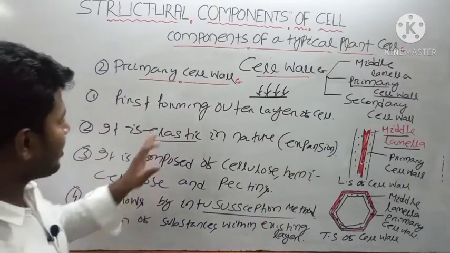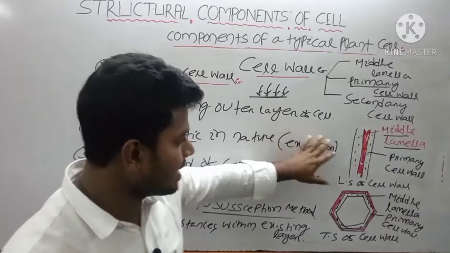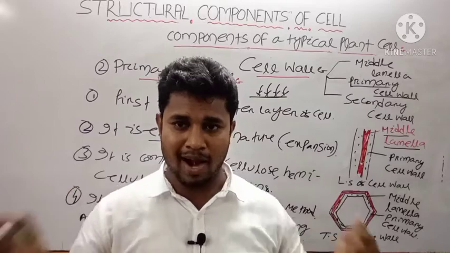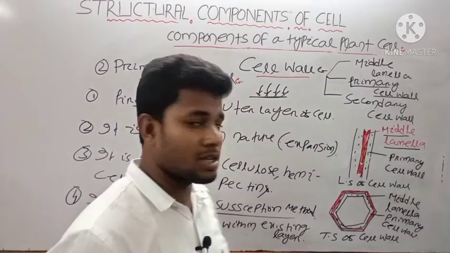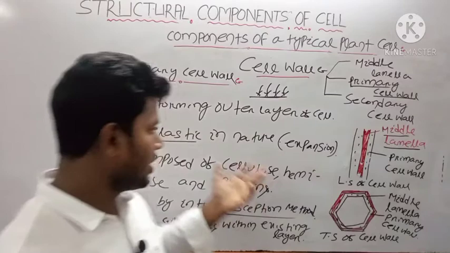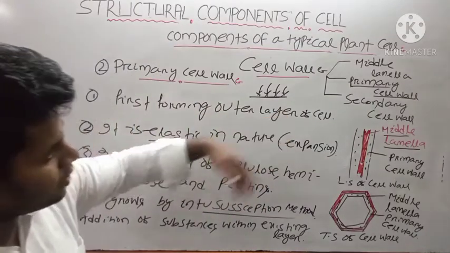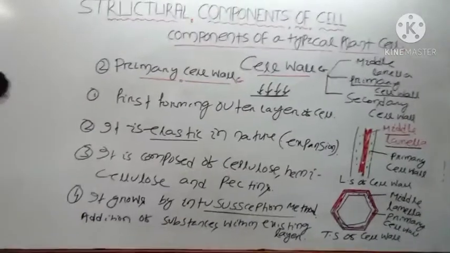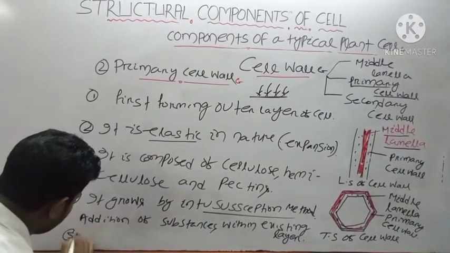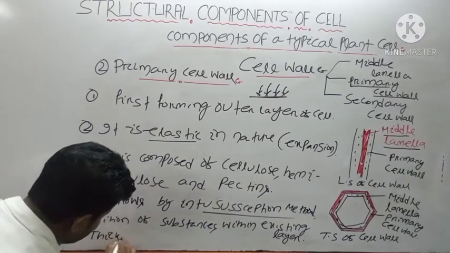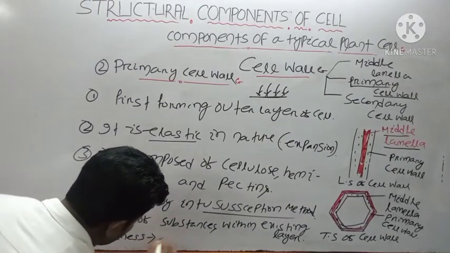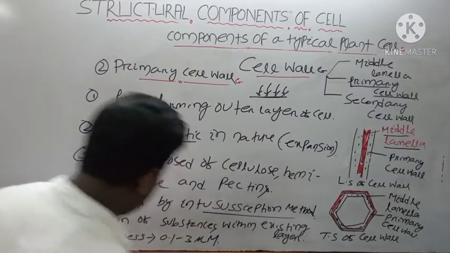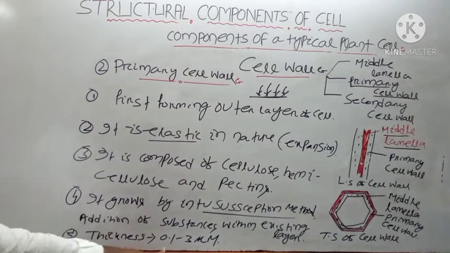Okay, then what are the main points? It is the first-forming outer layer, it is the upper layer after the middle lamella, and it is elastic in nature. That is, we can expand it. Then it grows by the intussusception method. Okay, note down these points, and we will discuss the secondary cell wall. One point remains, that is their thickness. Thickness is around 0.1 to 3 micrometer. Okay, note down these points.